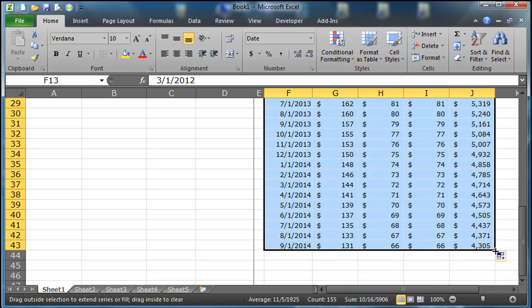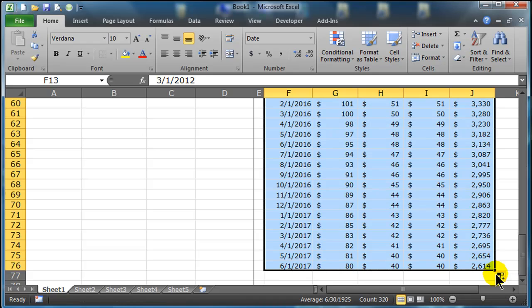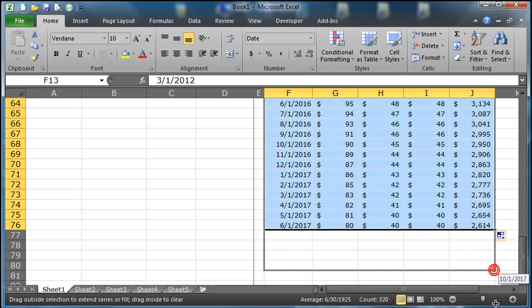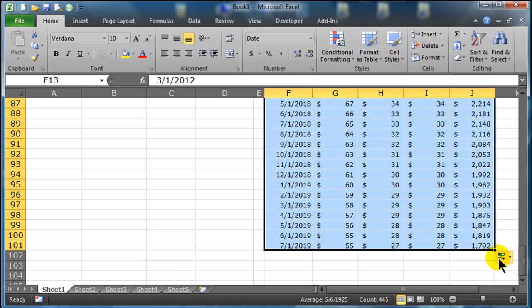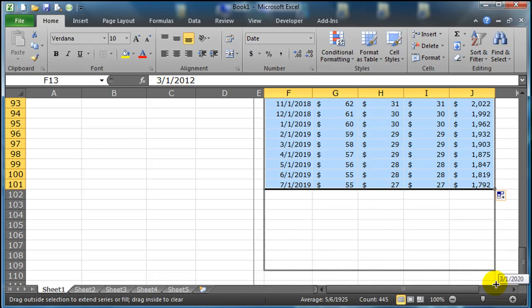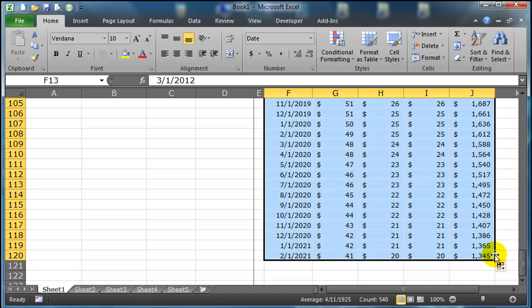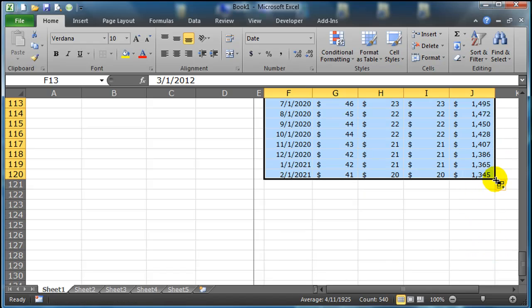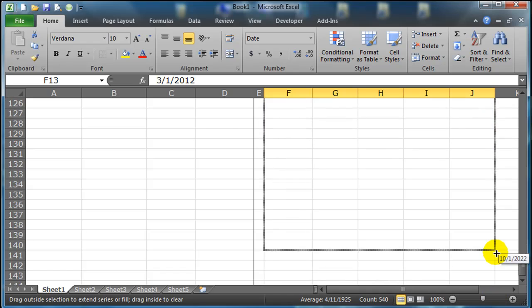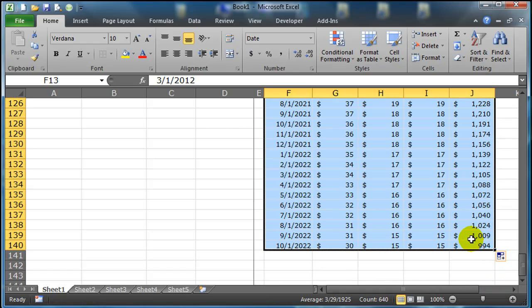I still owe $4,300. Let me keep going. Still owe $2,600. Keep on going. Still owe $1,700. Keep on going. $1,600. Keep on going. Oh, this is depressing, isn't it? Keep on moving down there. Now finally we're getting to an interesting point here.